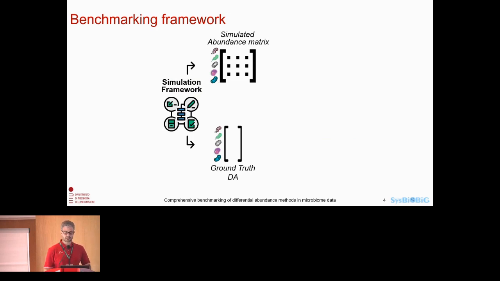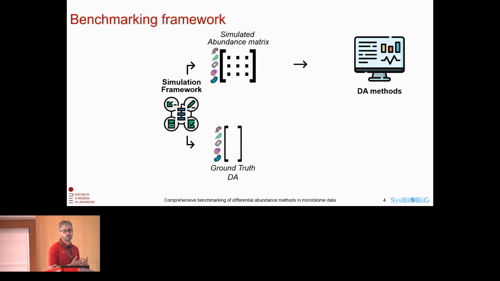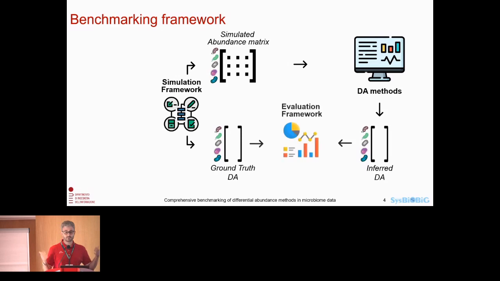Then the abundance matrix becomes the input of a differential abundance tool that you want to assess. You run the tool, you collect the predictions, so which taxa it defines as being differentially abundant, and then you compare the results. So this is a very straightforward way, the typical workflow in all benchmarking studies, and the workflow that we adopted in our study.